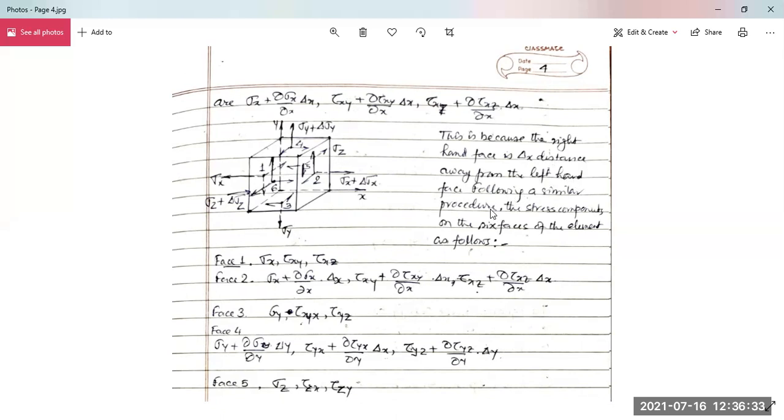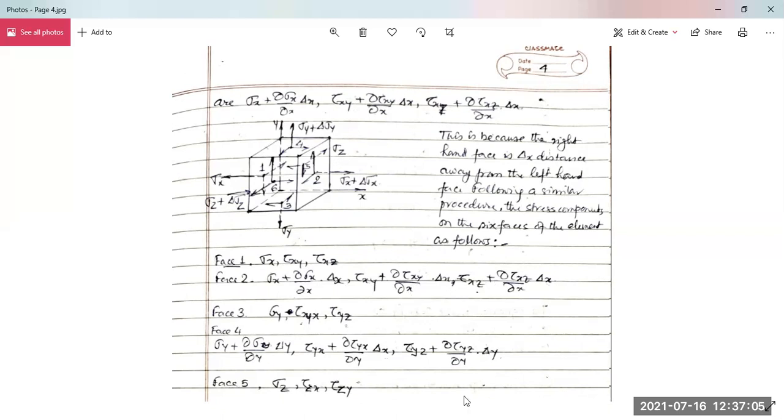following a similar procedure, the stress components on the 6 faces of the element are as follows: sigma x, tau xy, tau xz, and sigma x plus partial sigma x by partial x into delta x, tau xy plus partial tau xy by partial x into delta x, tau zx plus partial tau zx by partial x into delta x.